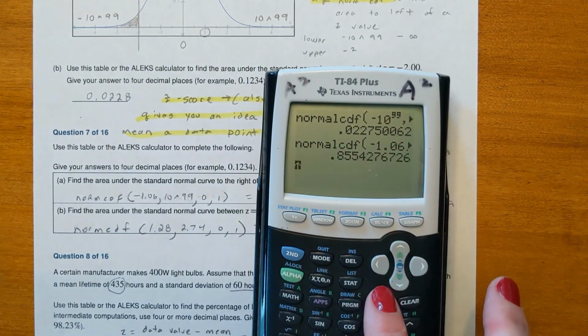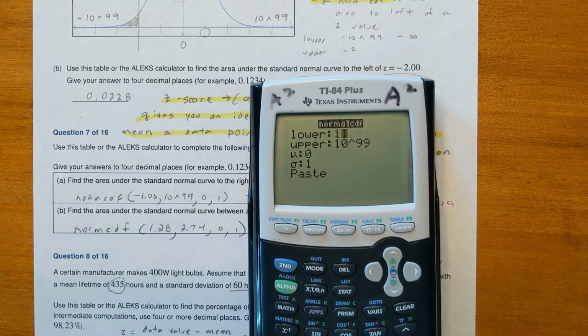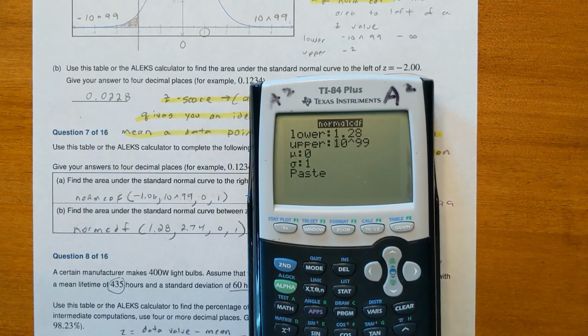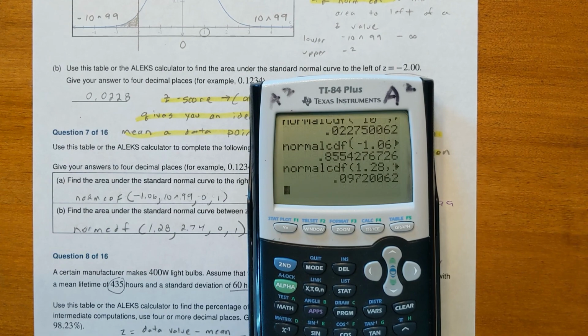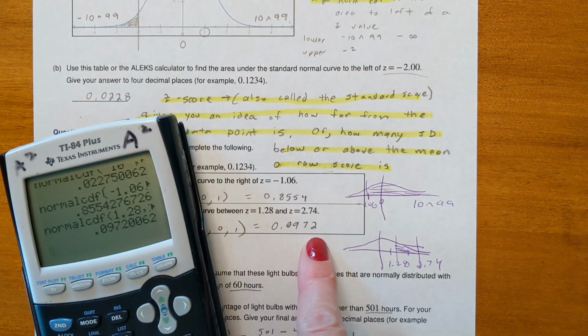So again, second vars, choice 2, normal CDF. So 1.28, 2.74, 0 and 1 still. All right, so that gives me the answer I wrote there, 0.0972.